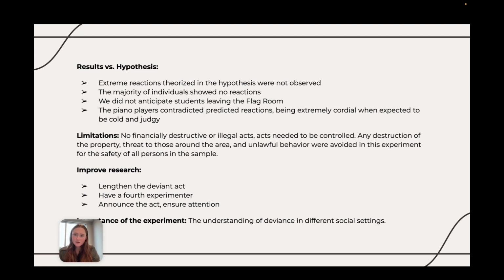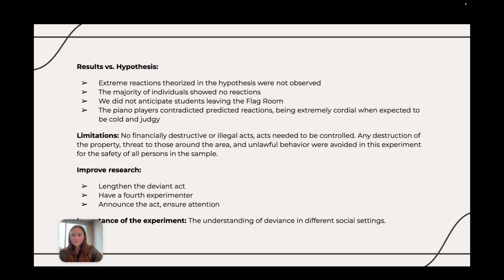We also didn't expect students to actually physically leave the flag room, so that was a very surprising development in this experiment. The limitations of our experiment were that we couldn't do anything financially destructive or illegal, just to make sure that we followed ethical guidelines in sociology and experiments, but also because we are university students and on a university campus. Some things we could do to improve this research, if we did it again, would be to lengthen the deviant act so that there's more reaction. Having a fourth experimenter could also be helpful in gathering more data, and announcing the act before the experiment could ensure attention.